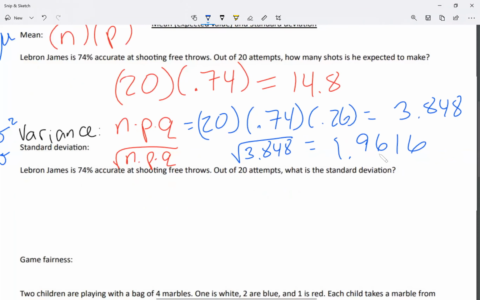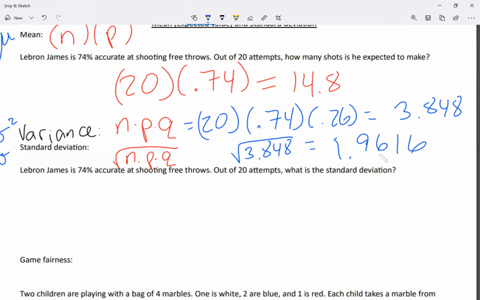So LeBron James is 74% accurate at shooting free throws out of 20 attempts. What is the standard deviation? We just answered 1.9616. Okay, you might be like, what, this is not even fun? This is pretty boring, Mr. Leonzo. How is this even interesting? Oh, good thing you ask.